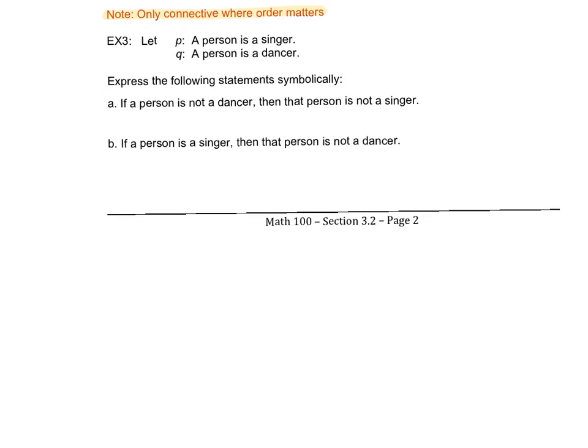So let's go to number 3. P is a person is a singer, Q is a person is a dancer. We're going to express the following statements symbolically. A, if a person is not a dancer, then that person is not a singer. First thing I notice, if then. Looking on either side, a person is not a dancer, that person is not a singer.